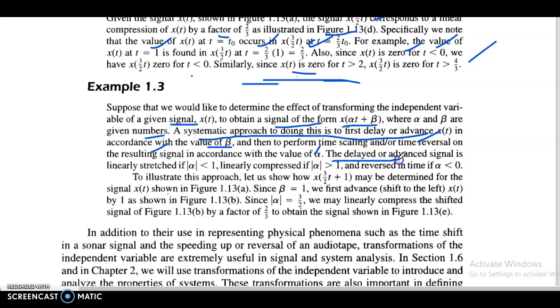The delayed or advanced signal is linearly stretched if mod alpha is less than 1, linearly compressed if mod alpha is greater than 1, and reversed in time if alpha is less than 0. To illustrate this approach, let us show how x of 3 by 2 t plus 1 may be determined for the signal x of t shown in figure 1.13a.